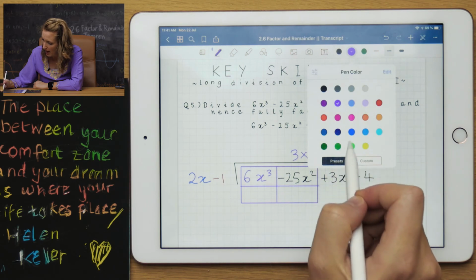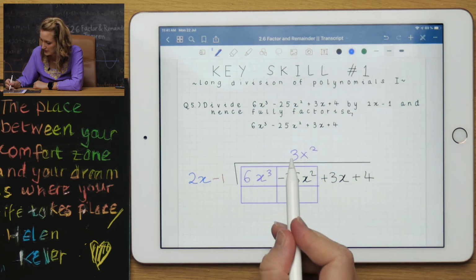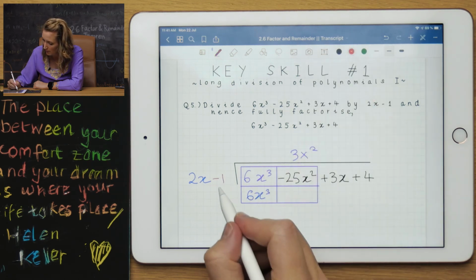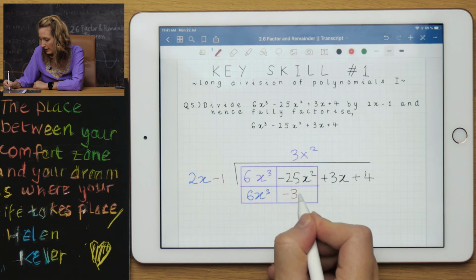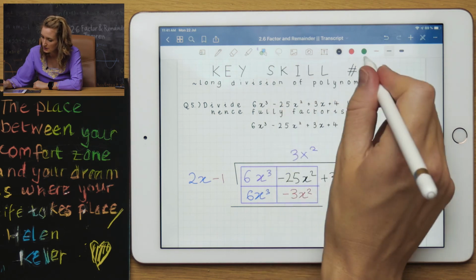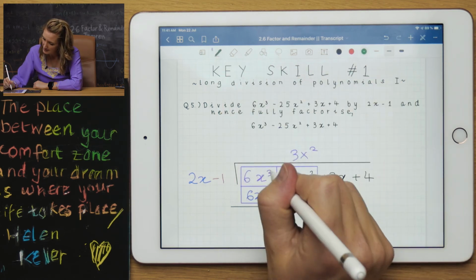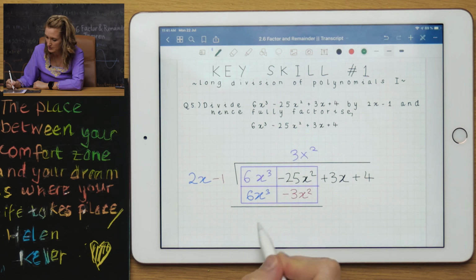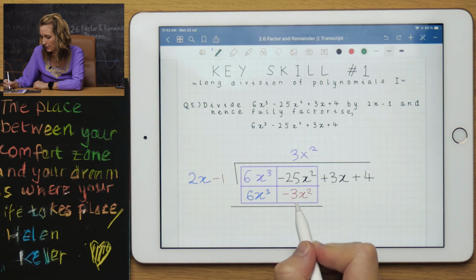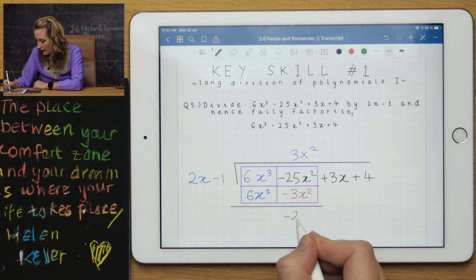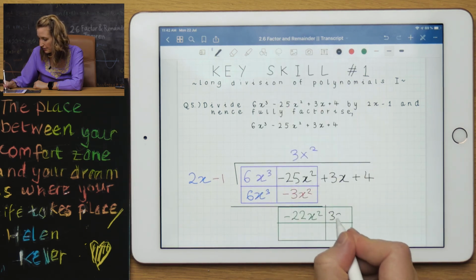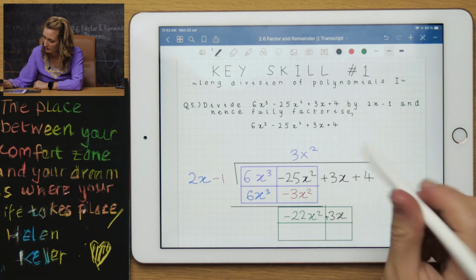And then to fill in these two, 2x times by 3x squared, 6x cubed, minus 1 times by 3x squared, minus 3x squared. That block's finished. We subtract. 6x cubed minus 6x cubed is nothing here. Minus 25x squared, double minus on the 3x squared, obviously that makes it a plus, is minus 22x squared. Drag down from the top for 3x, and here we go.